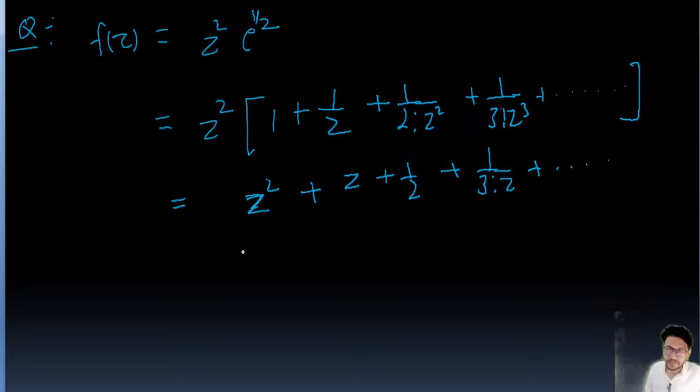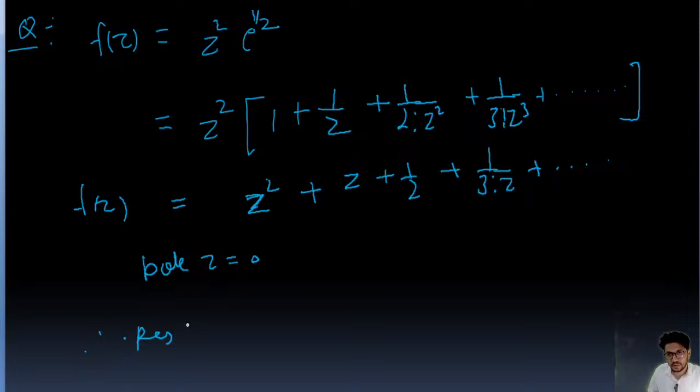So this is the value, and now we'll find the pole, which is z equal to 0, right? At 0, f(z) is going to be infinity, right? So because the pole is z equal to 0, the residue at z equal to 0 is going to be the coefficient of 1 upon z.